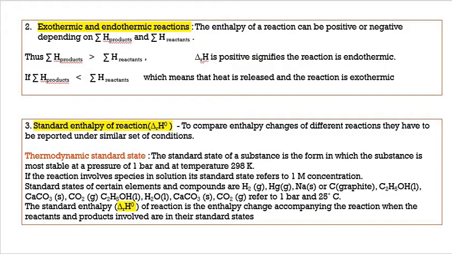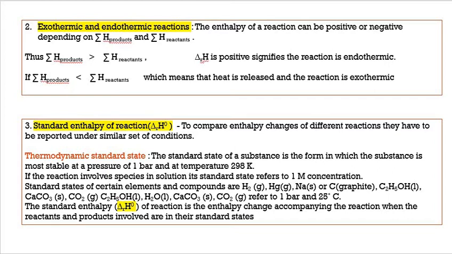Now next, exothermic and endothermic reactions. The enthalpy of reaction can be positive or negative depending upon the enthalpy of products and the enthalpy of reactants. If the enthalpy of products is greater than the enthalpy of reactants, delta RH is positive. That means the reaction is endothermic. If the enthalpy of products is lesser than the enthalpy of reactants, delta RH is negative, and here heat is released and the reaction is exothermic.